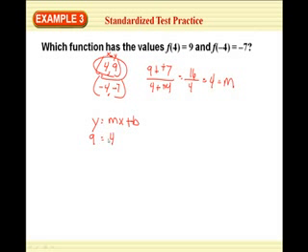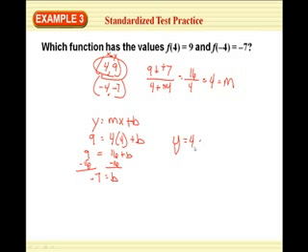Y is 9. M is 4. X is 4. Now I'm trying to find b. So that's 16 plus b equals 9. Minus 16, minus 16, -7 equals b. So I have my slope, y equals 4x, and the b is -7.